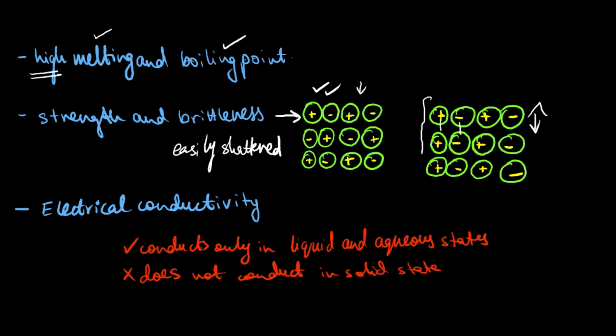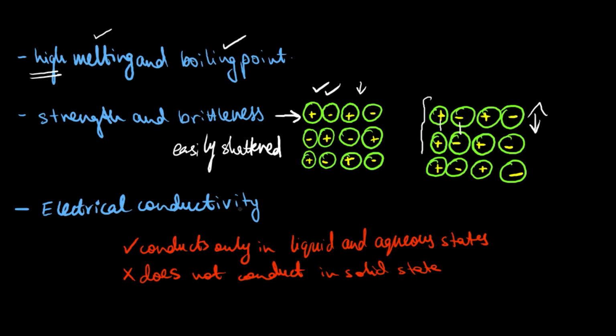The next property that we'll be studying is that of electrical conductivity. Now, two things we learned in O levels: that ionic compounds do not conduct electricity in their solid state because they do not have any delocalized electrons or free ions moving around. In liquid or aqueous states, however, the lattice structure is broken and we do have freely moving ions, and that makes electrical conductivity quite possible. That is all that you need to know about electrical conductivity.